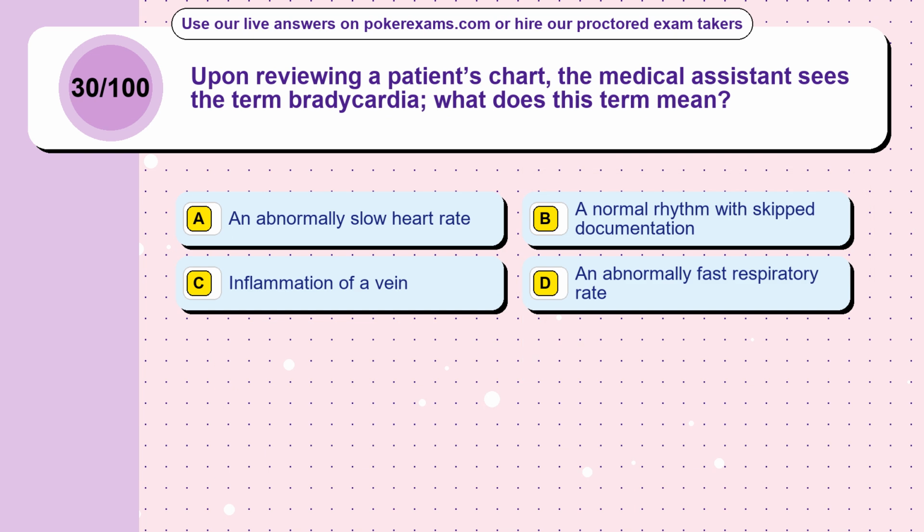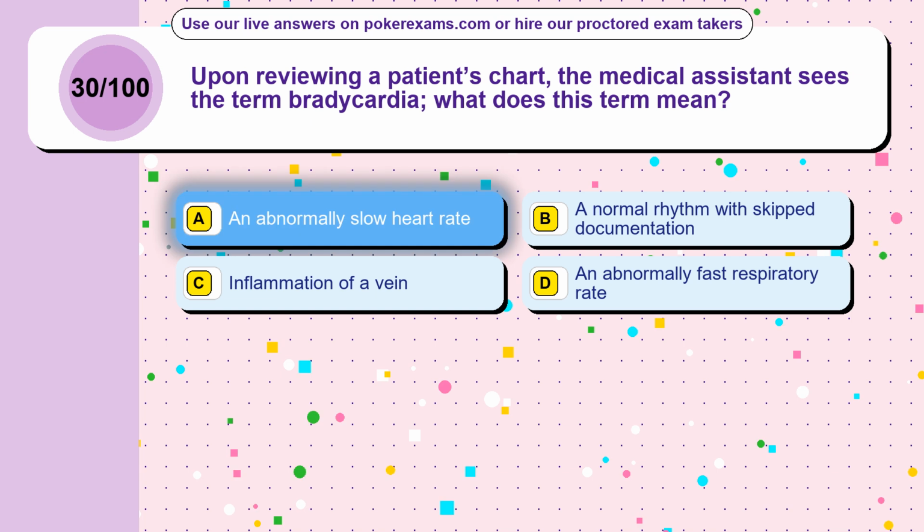Question 30. Upon reviewing a patient's chart, the medical assistant sees the term bradycardia. What does this term mean? Option A. An abnormally slow heart rate. Option B. A normal rhythm with skipped documentation. Option C. Inflammation of a vein. Option D. An abnormally fast respiratory rate.